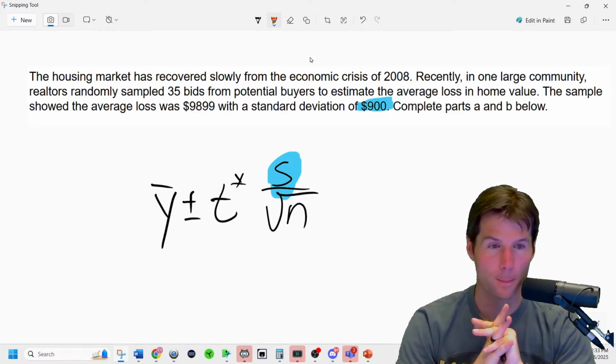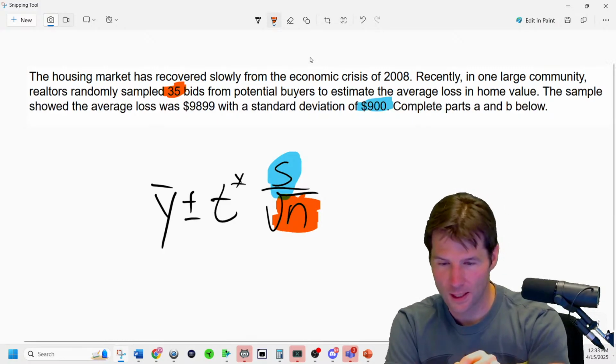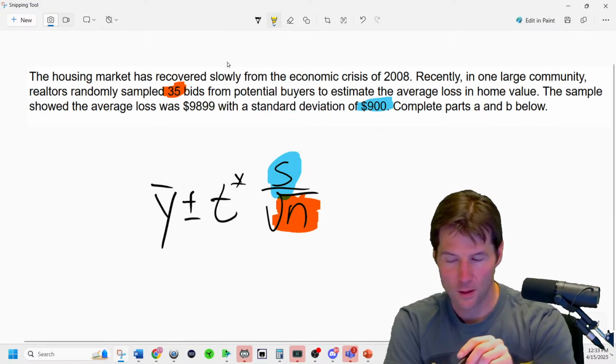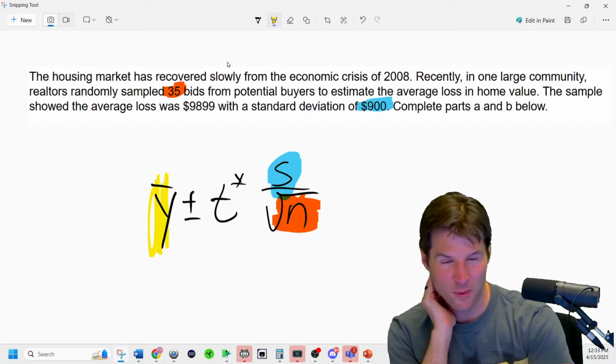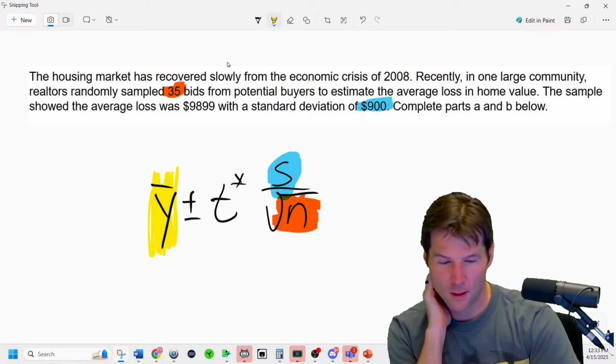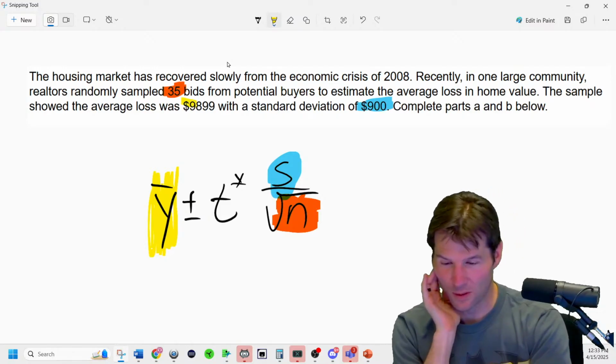Really good comedian. N is the sample size. What's next? Have you noticed that if you know your notation, Y bar is the sample mean. You got it. Y bar is the sample mean. Y bar is this one. Y bar is that one.